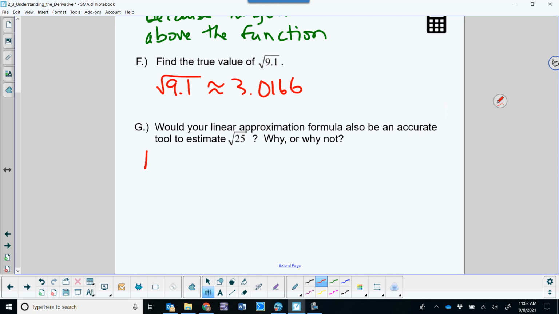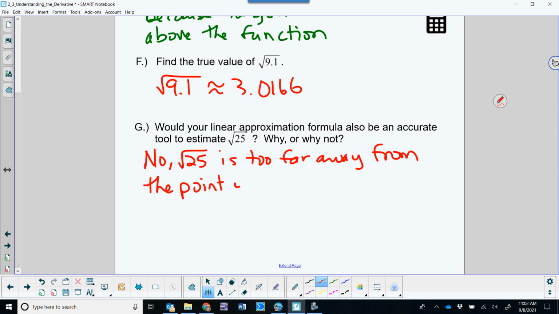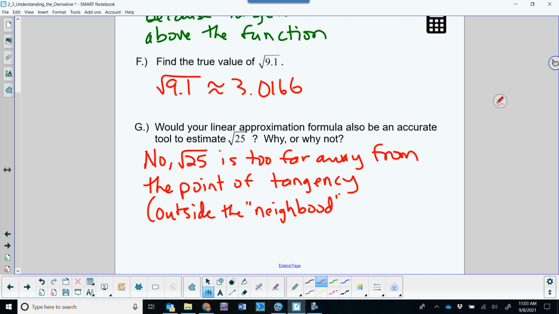So this would be no. The square root of 25 is too far away from the point of tangency. And what you could say is it is outside the neighborhood. In other words, it's outside of the area where the linear approximation is good. It's only good in a little local neighborhood, and it's too far away.